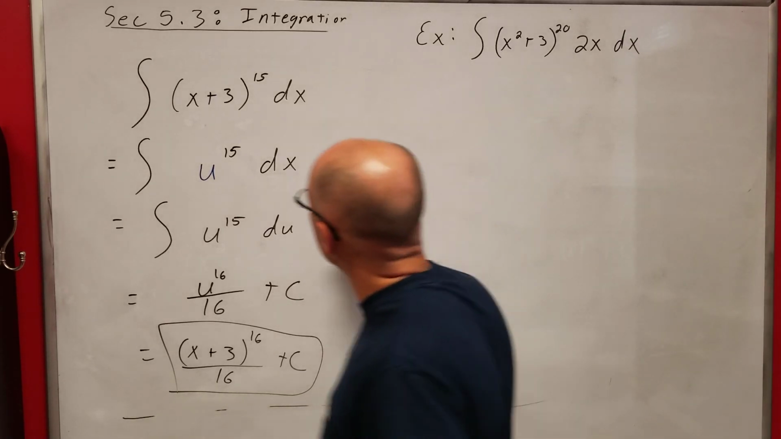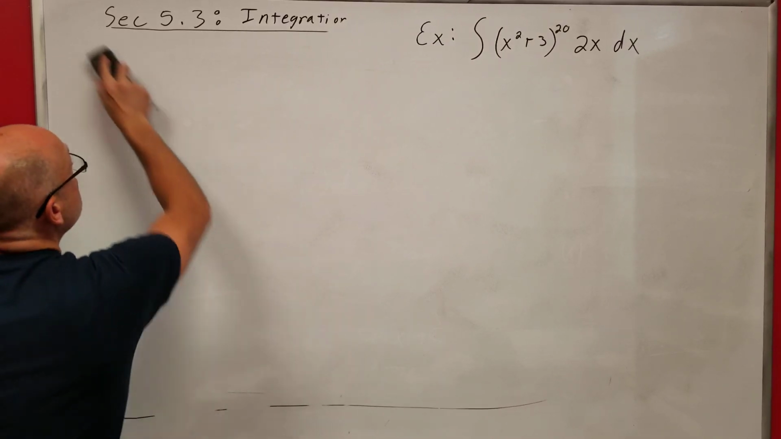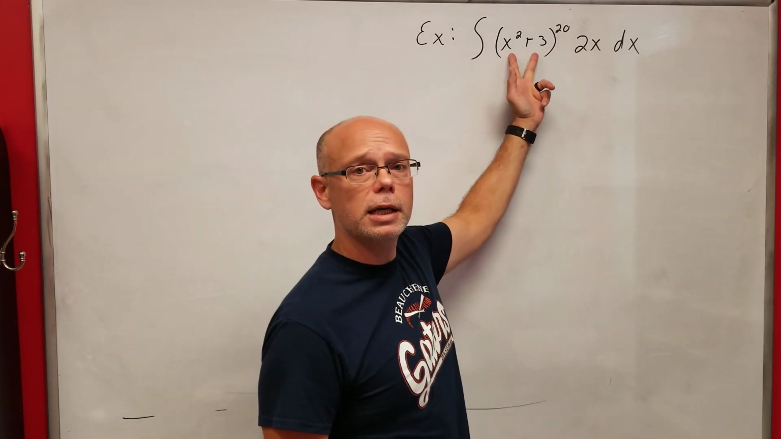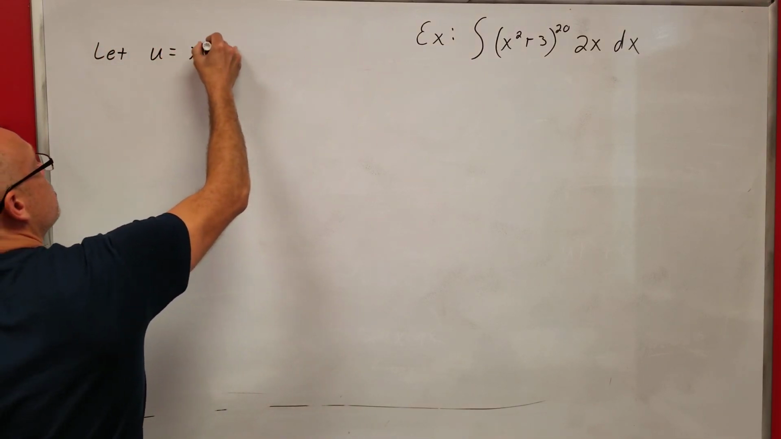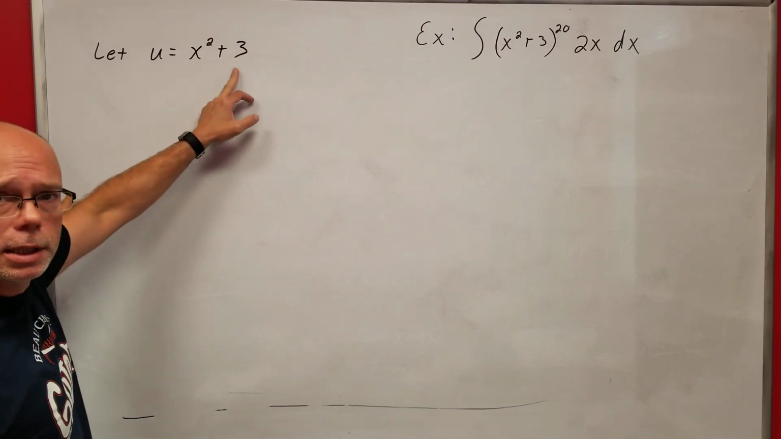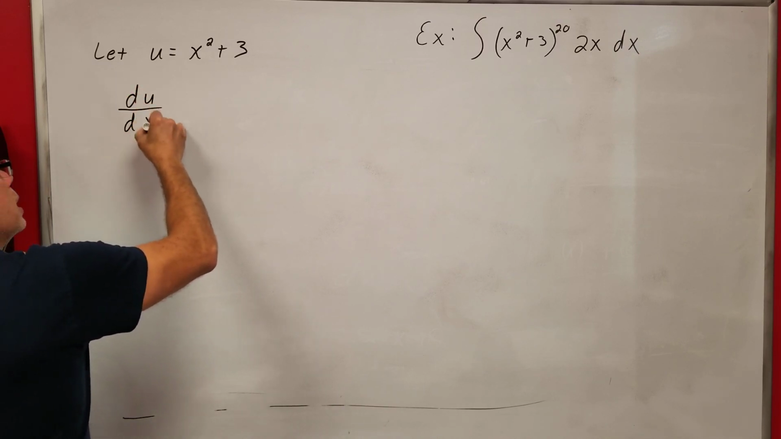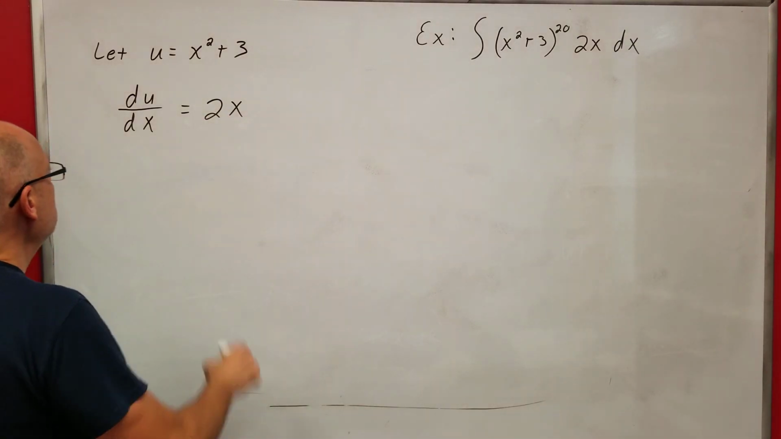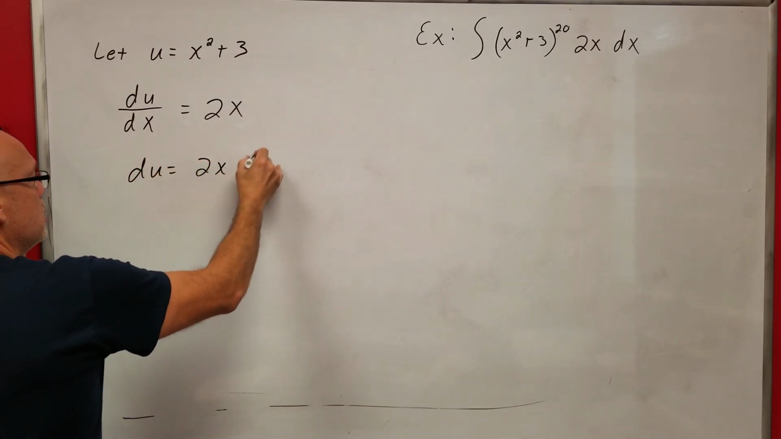So I'm going to pick a u. Normally what I do is I pick u to be an inside part. If you look at this integrand right here, you could say an inside part is x squared + 3. So I'm going to let u equal x squared + 3, okay? Then we take the derivative of both sides with respect to x. du/dx is equal to 2x. And then we multiply both sides by dx. So du is equal to 2x dx.